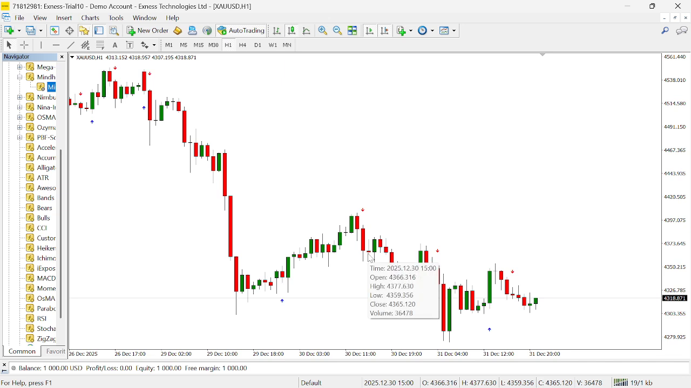This overview from the Forex Geek shows how its non-repainting arrows can help you identify swing highs and lows and define entries and exits more objectively.